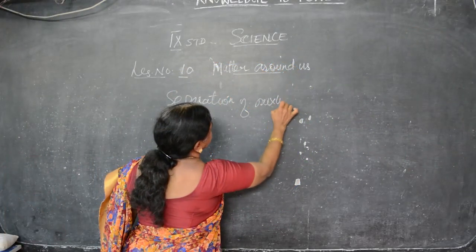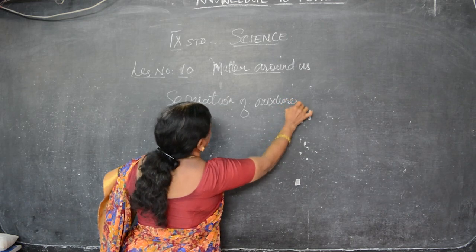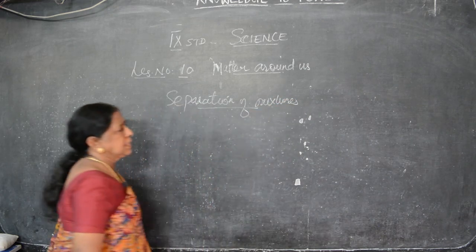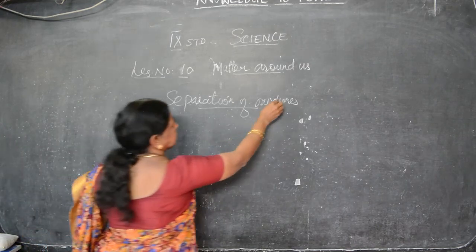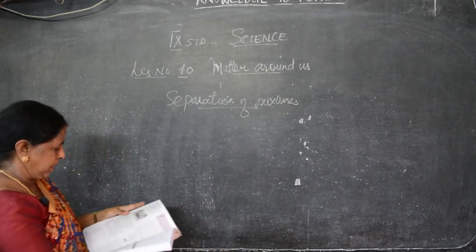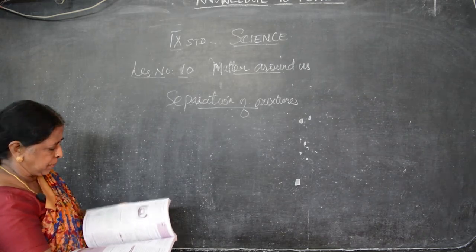So children, let us continue. Separation of mixtures. I said mixtures are the impure substance. What are the methods of separating? We have seen already. Just now we have seen what the methods are.